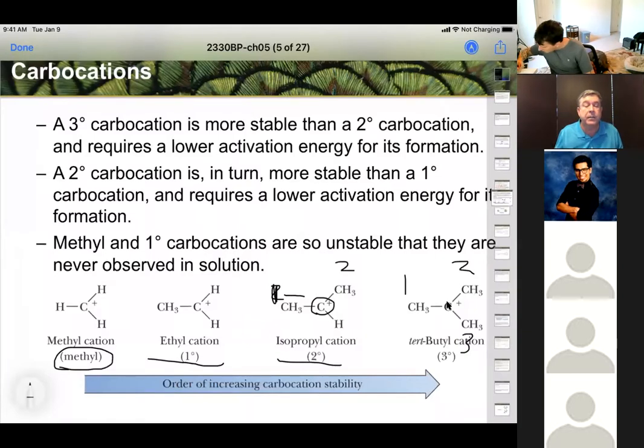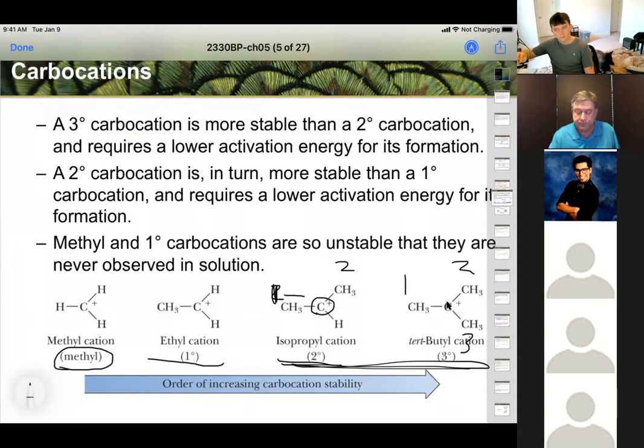So tertiary carbocations are most stable. Secondary carbocations are a little less stable, but still form really well. Primary carbocations are very unstable and very hard to make. And methyl ones are very hard to make in solution. You can make them with lasers and vacuum and all that stuff, but you rarely ever see it. So most of the time we're going to be talking about secondary and tertiary carbocations.